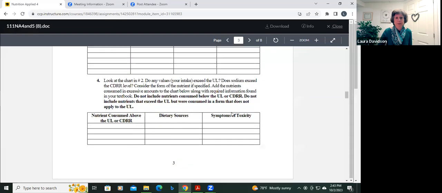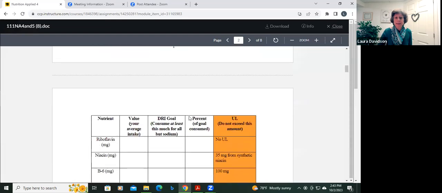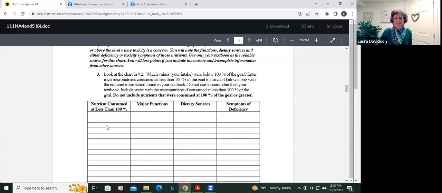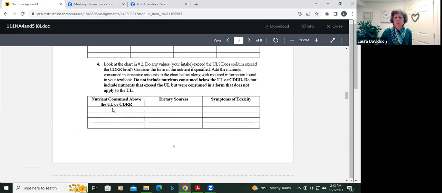All right, now we're going back to that first chart where we have all our data, and you're examining that chart to see if you consume too much of anything. So for sodium, above the chronic disease risk reduction number, for all of the others, above the UL. Okay, now above 100% is not above the UL.